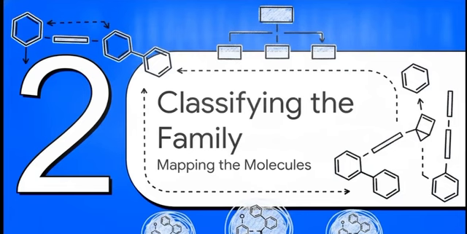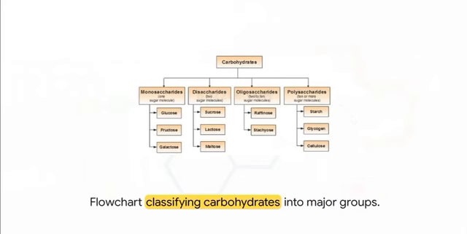Moving right along to Section 2, classifying the carbohydrate family and mapping out these molecules. Take a close look at this flowchart. Carbohydrates aren't just categorized at random. Scientists classify them strictly based on their degree of polymerization. That's really just a fancy way of saying we look at exactly how many individual sugar units are chained together to figure out which branch of the family tree a molecule belongs to.